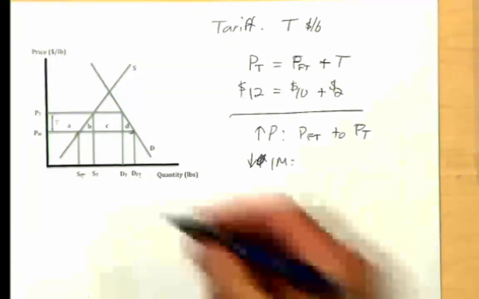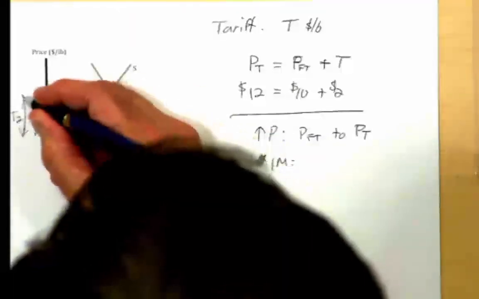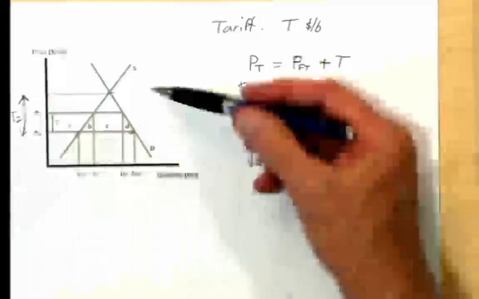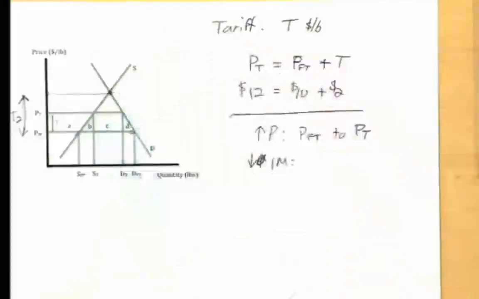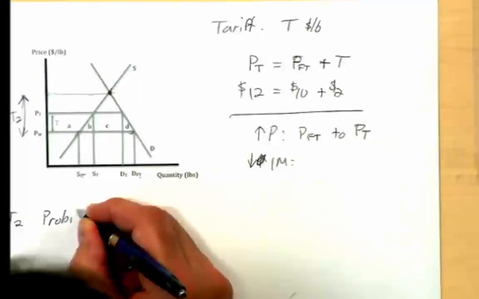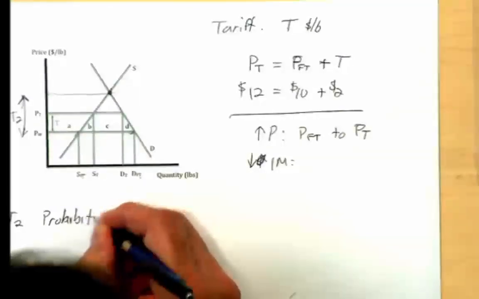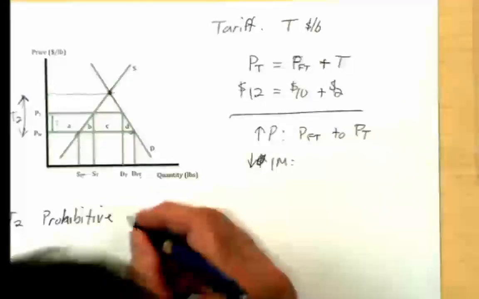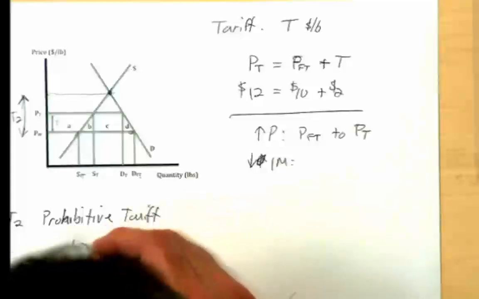If you put a bigger tax into place, let's say I put a tax that raised the domestic price all the way up to here. Big tax. Call it T2. If I raise the tax all the way up to there and the new price became that, well, look at what happens to imports. It disappears. So with a big enough tax, you can eliminate trade entirely in that particular product. And you can push yourself back to autarky in that product. That tax, by the way, T2, is what we would call a prohibitive tariff. Prohibitive tariff eliminates trade.